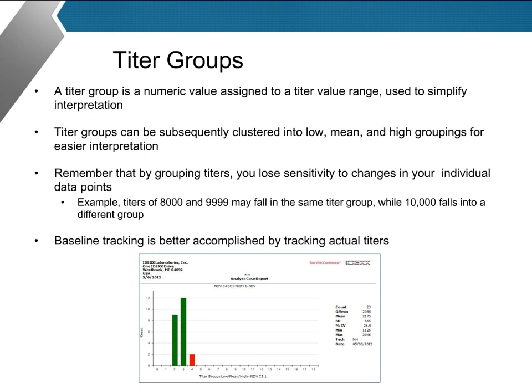It is important to note the difference between a titer and a titer group. A titer group is a numeric value assigned to a titer value to try to simplify the interpretation. Typically, these are 1 to 10, 1 to 20, and a large group of titers can be added within one single titer group. So 1 to 1,000 titer may indicate a titer group 1. 1,000 to 2,000 may indicate a titer group 2, and so on. You can subsequently cluster those into high, mean, and low groupings, as we saw in the previous slide. The latter is far less sensitive, though, to small changes in values, and for this reason, we feel baseline tracking is better accomplished by using actual titers.